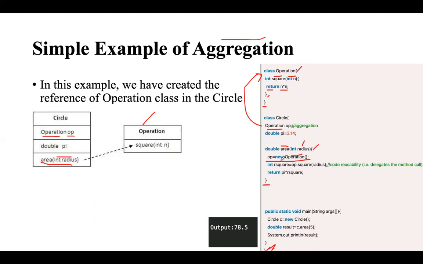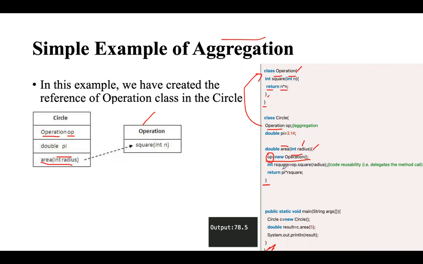So this statement is creating an object OP. Through this OP, we can access the information available in this operation class. We can access this square method. We have only one method available in this operation class, which is square, and we can call that square method by using this object OP. So OP dot square, and then we can access it.